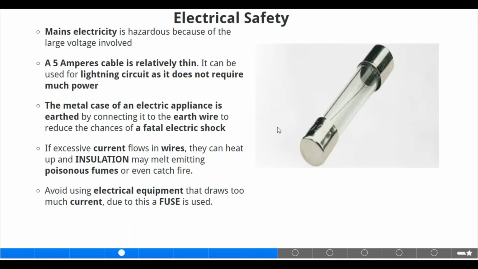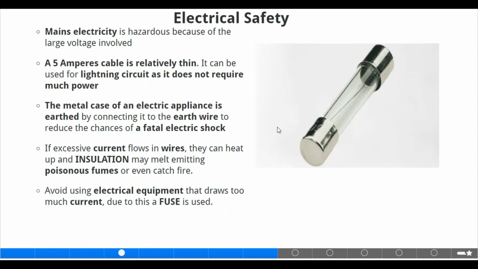Let's deal with electrical safety. Mains electricity is hazardous because of the large voltage involved. A 5 ampere cable is relatively thin. It can be used for a lighting circuit as it does not require much power. The metal case of an electrical appliance is earthed by connecting it to the earth wire to reduce the chance of fatal electric shock. If excessive current flows in wires, they can heat up and insulation may melt, emitting poisonous fumes or even catch fire.